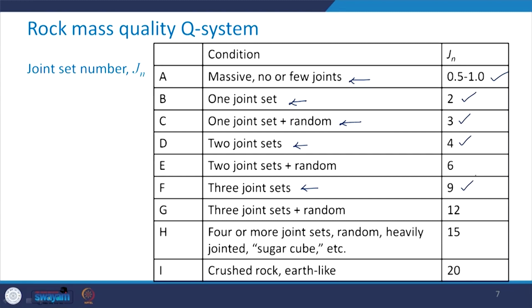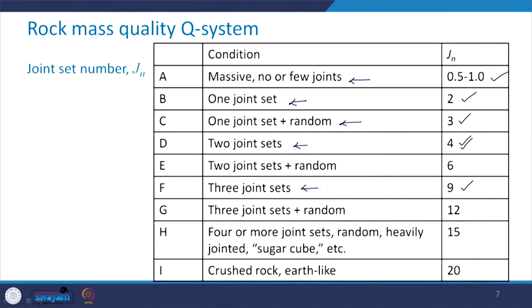So, you can see that roughly I can say that the rating of Jn is roughly equal to the square of the number of joint sets. So, here it was 2, so this rating was 4, here it is 3, so this is 9. Similarly, for 4 or more joint sets, random, heavily jointed or sugar cube etc., you have a rating of 15, and the last category is for crushed rock or earth like material. For that the rating is assigned as 20.